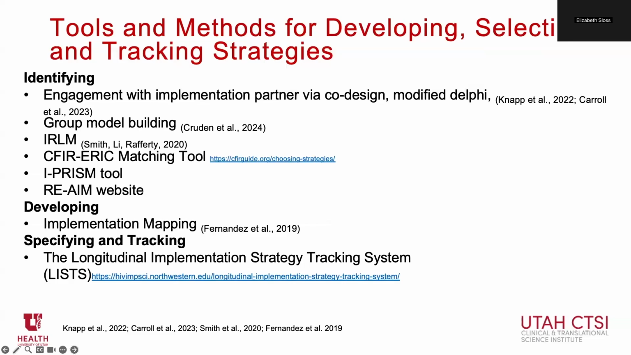Then there's a really structured process or method that's been developed if you want to develop your implementation strategies from scratch, and that's called implementation mapping. It's based off of intervention mapping, which is a very structured step-by-step way to develop an evidence-based intervention, just an extension for implementation strategies. And then another tool that I have been developing with colleagues is a method for specifying and tracking strategies over time. And I'm going to talk about that one. It's called LISTS, but that one's freely available as well.